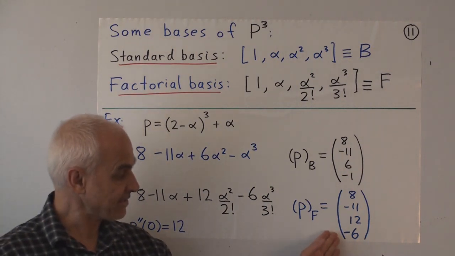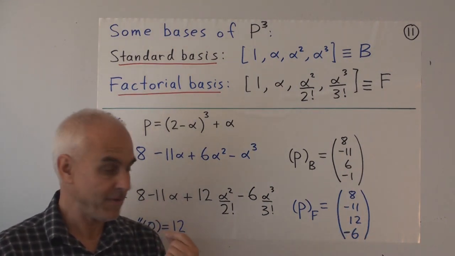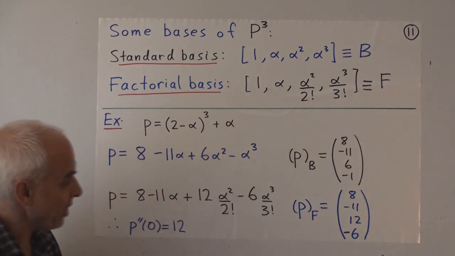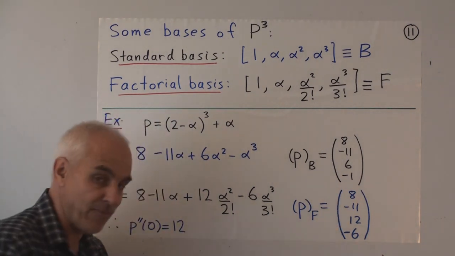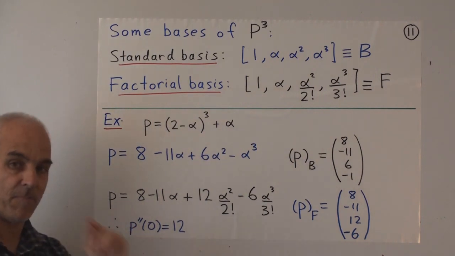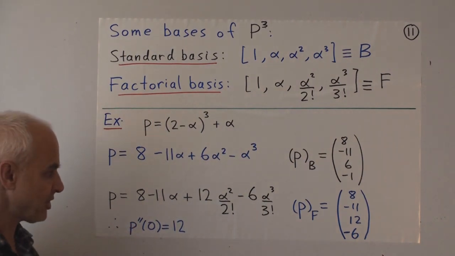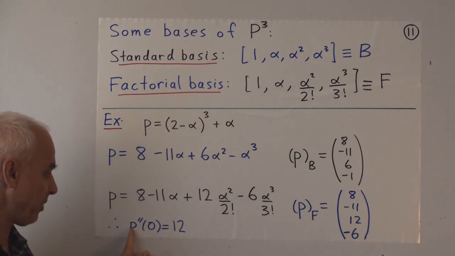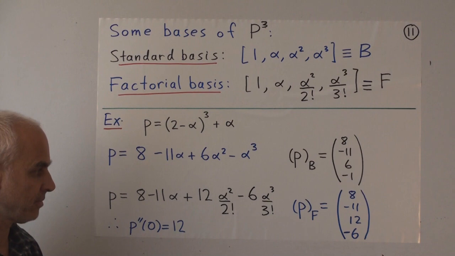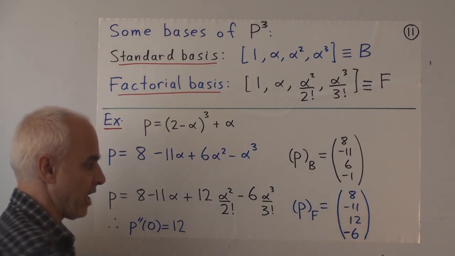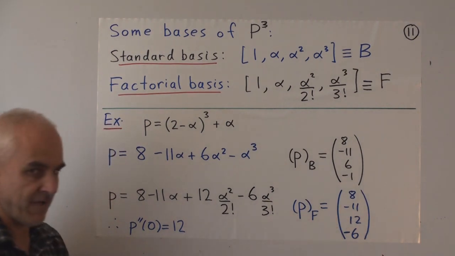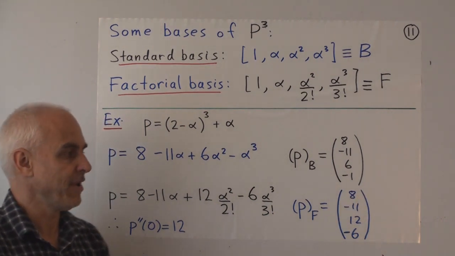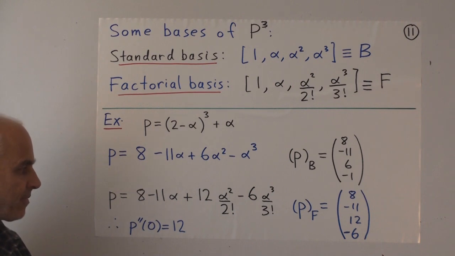Now we saw in the last slide why we might want to consider this. This is a nice vector actually whose entries are directly related to the derivatives of the polynomial. So this 12 here is exactly the second derivative of the polynomial P evaluated at 0. That's the first derivative evaluated at 0. That's the third derivative evaluated at 0. That's the polynomial itself, or the 0th derivative evaluated at 0.